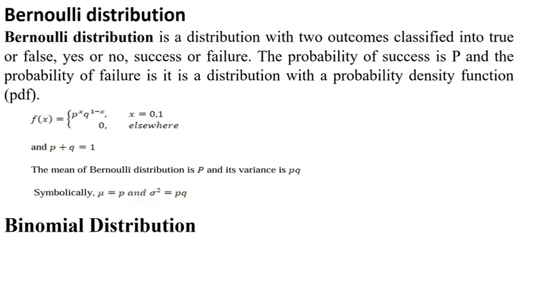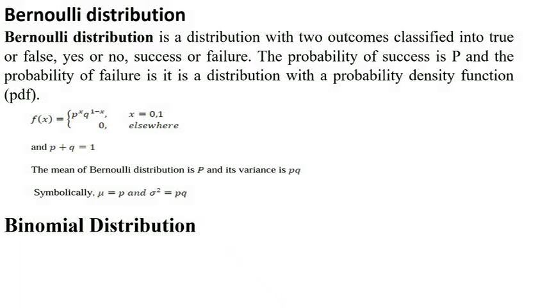Among these distributions, we have Bernoulli distribution. Bernoulli distribution is a distribution with two outcomes. It is either true or false, yes or no, success or failure, good or bad, poor or rich. And the probability of success in Bernoulli is P, and the probability of failure is Q.